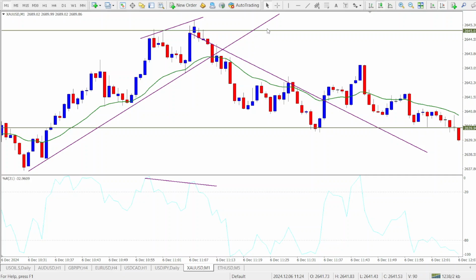But remember that no indicator is perfect, okay? And it's also important to avoid choppy markets. The Williams percentage range works best in trending or volatile markets. In choppy conditions, it can generate false signals. So be cautious. All right.